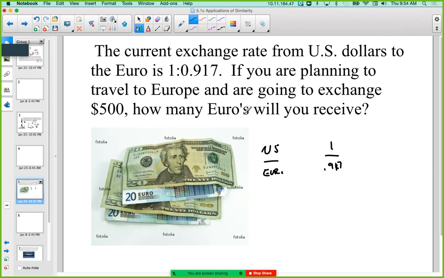Now, if I want to figure out how many euros I'm going to receive, I'm going to set up a similar ratio over here, but I'm going to make it the amount of US dollars I'm exchanging, and we'll make the number of euros I receive my variable. Okay. That way we're still staying, and if you look, this x value probably should be a little bit less than 500 because the 0.917 is smaller than 1. Okay, but let's go ahead and multiply this just to make sure. 1 times x is x.